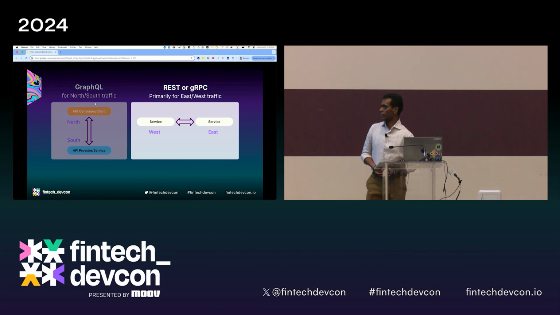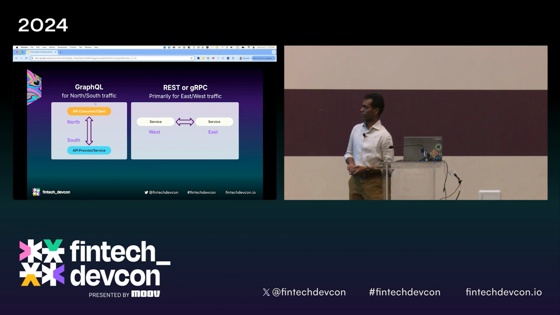Authorization is a very good example of using REST or gRPC APIs for east-west traffic. So here's our latest approach. We use GraphQL for north-south traffic and REST or gRPC for our east-west traffic.